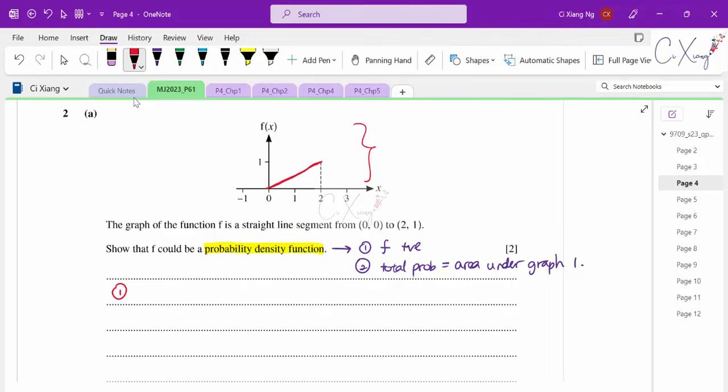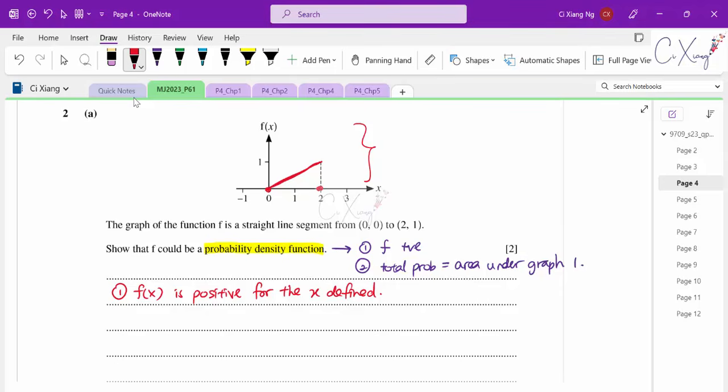Therefore, it is a positive function. So we can write it like this: function f(x) is positive for the x defined. If you have a look at our diagram, the graph starts from 0 until 2. So within this defined x, the graph is above the x-axis, which means that the function here is a positive function.